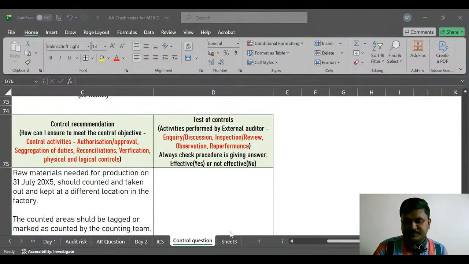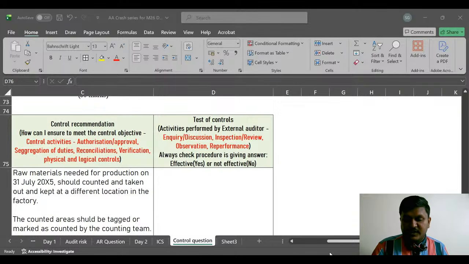The audit team should inspect that the area counted is tagged properly. Yes, that is one thing. Observe the count physically. You are already there, you are observing that the count is done as per the instructions, you can mention. But the risk over here is relating to raw materials. So what will you do?